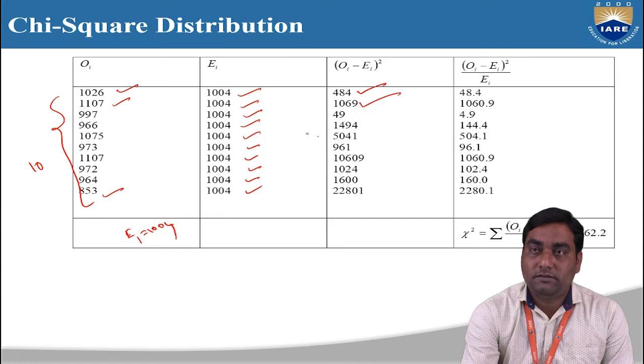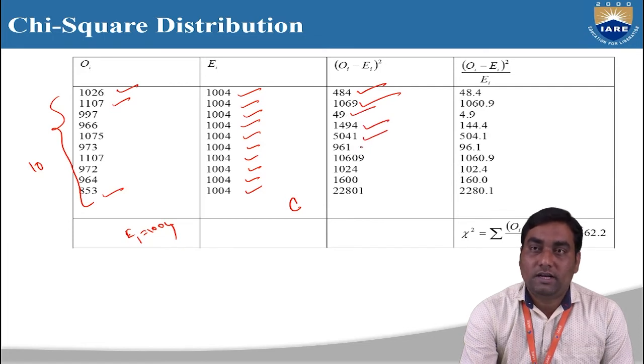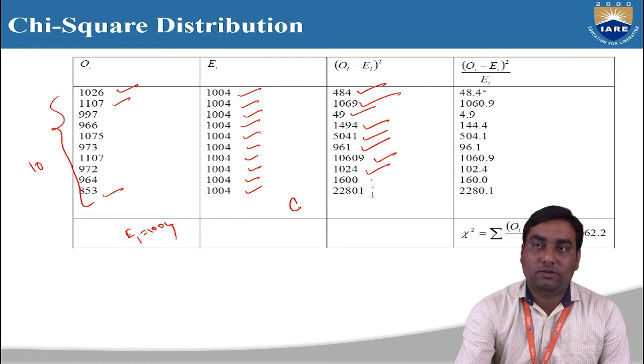Similarly, 49, 966 minus 1004 whole square, 1444, 1075 minus 1004 whole square, 5041, 973 minus 1004 whole square, 961, 1107 minus 1004, 10609, 972 minus 1004 whole square, 1024. Like that we can find out Oi minus Ei whole square.